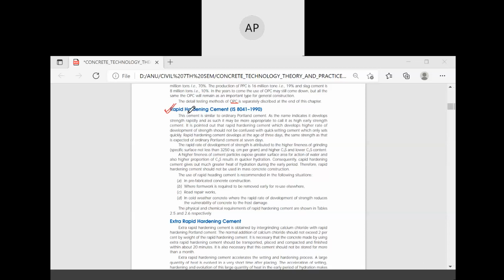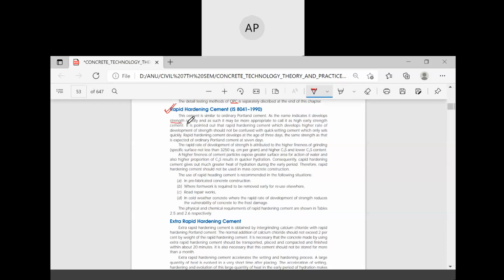Okay, so rapid hardening cement is similar to OPC cement, but the name shows that the rate of development of strength is more. It rapidly develops strength. As such, it may be more appropriate to call it high early strength cement. It should not be confused with low heat or slow setting cement, which is another type of cement.